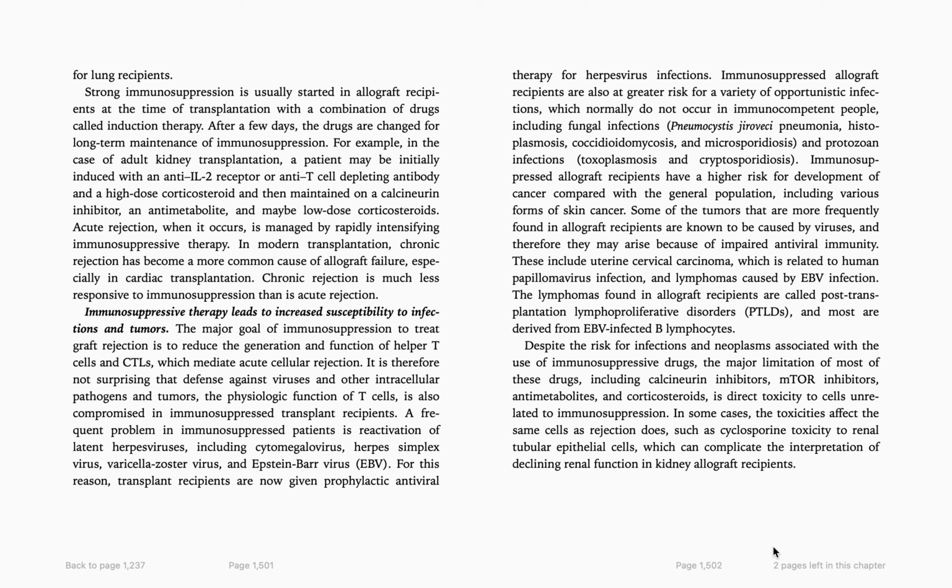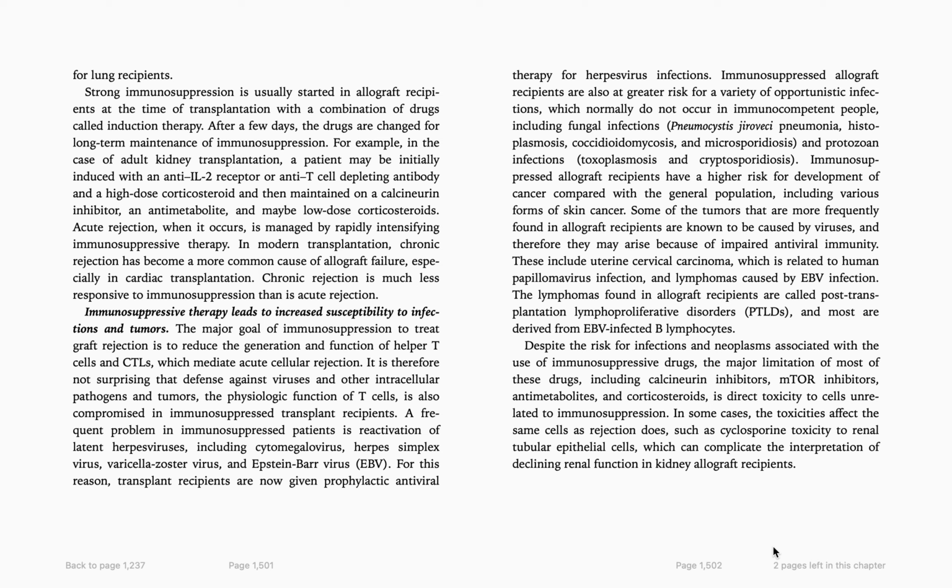Immunosuppressed allograft recipients are also at great risk of a variety of opportunistic infections, which normally do not occur in immunocompetent people, including fungal infections, Pneumocystis jirovecii pneumonia, histoplasmosis, coccidioidomycosis, and microsporidiosis, and protozoal infections like toxoplasmosis and cryptosporidiosis. Immunosuppressed allograft recipients have a higher risk of developing cancer compared with the general population, including various forms of skin cancer.